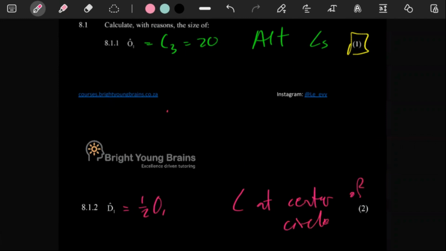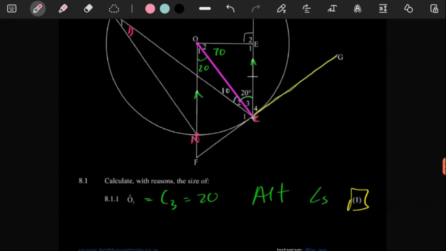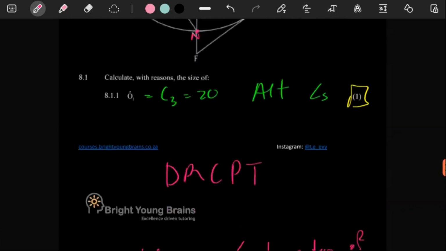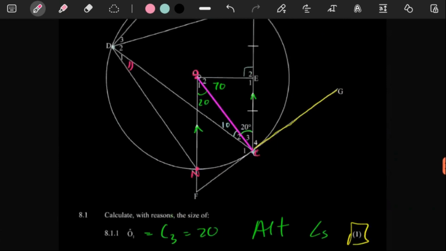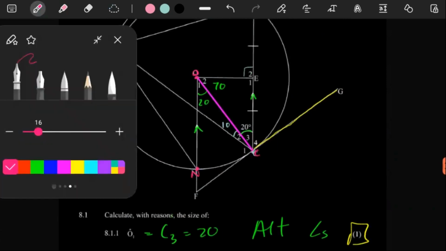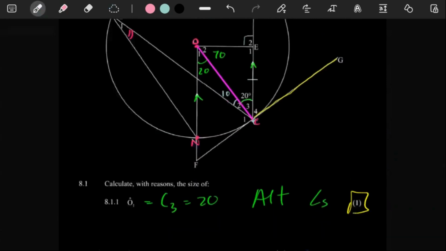You see, this is where DRCPT comes in, Dr. Cape Town. Look at diameters, radiuses, cyclic quads, parallel lines, tangents, all those things help you. Anytime you have a diameter or a radius, it should allow you to remember the center. And anytime you think of the center, think of theorems that you find at the center of a circle.